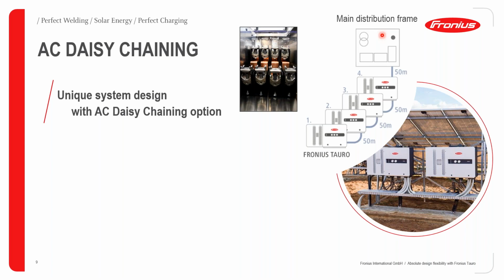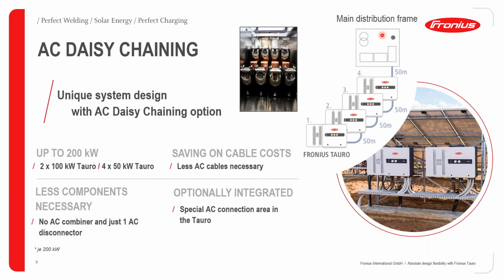There are, of course, some limits. I quickly want to show you this. So the maximum power we can interconnect to each other is 200 kilowatt. So here in this system, we would have the possibility to connect 4 50 kW devices to each other to a maximum of 200 kW, but it would be also possible to interconnect 200 kW devices. For example, this picture down below here on the right.